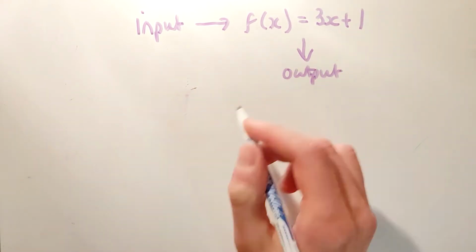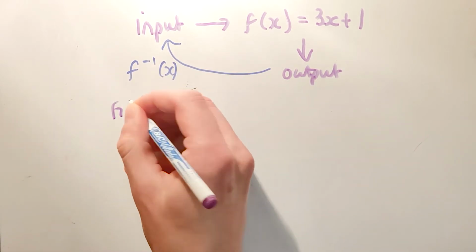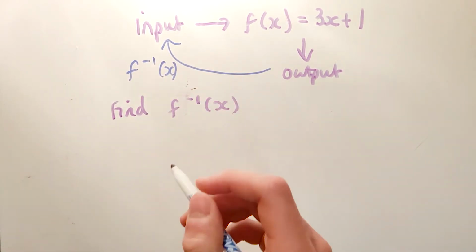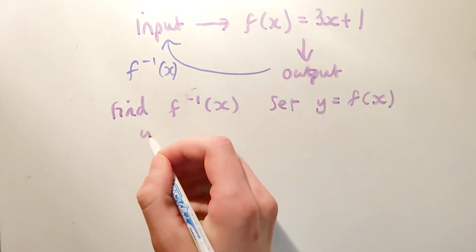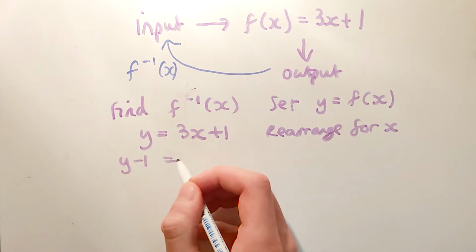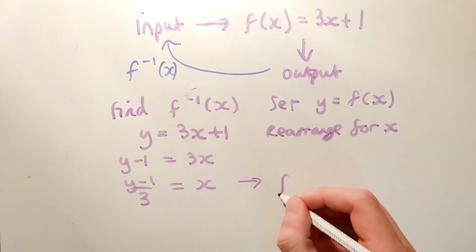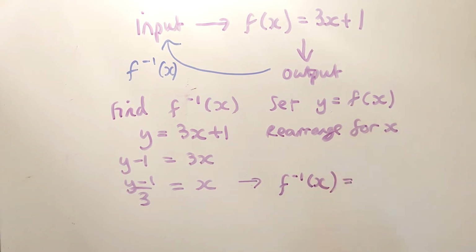This is similar to rearranging a formula to change the subject. First, set the function equal to another variable. Here we'll use y. Then, using inverse operations, rearrange until x is the subject. We'll first subtract 1 from both sides, and then divide through by 3. This gives us the inverse function, just change y back to x.